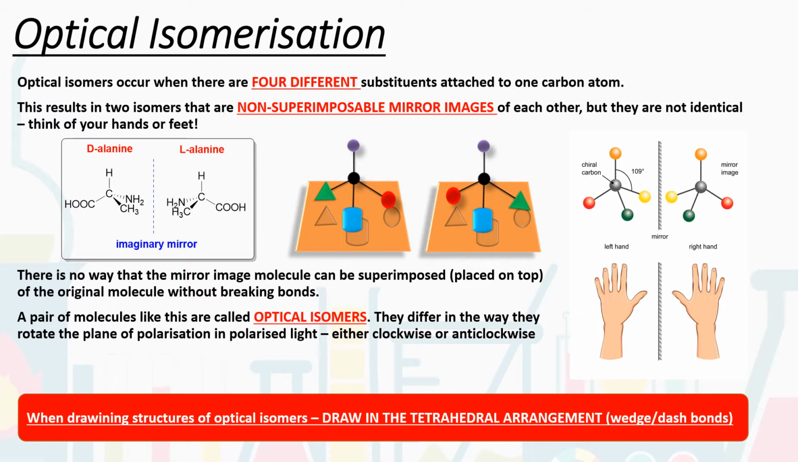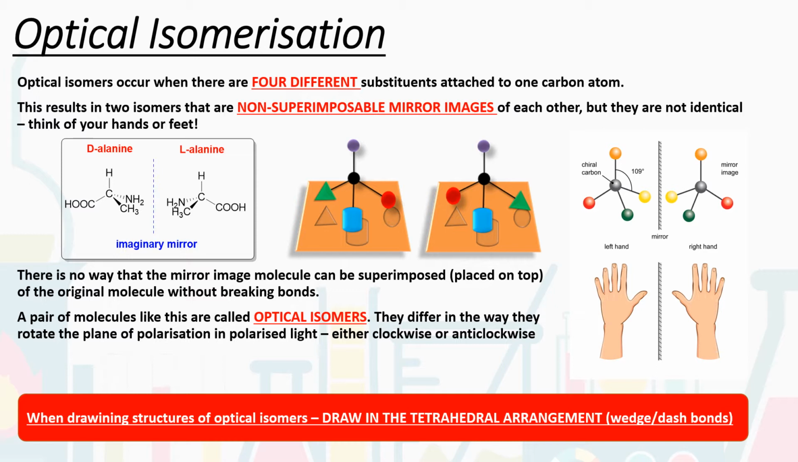And then you can imagine if we take D-alanine and we draw a dotted line to represent an imaginary mirror, we can then draw the mirror image of that. And you can imagine that if you just literally took the L-alanine and placed it on top of the D-alanine, put the carbons on top of each other, while the carbons and the hydrogens would match up, the rest of the functional groups would not be in the same positions. And so they are non-superimposable mirror images of each other. There's no way that the mirror image molecule can be superimposed on the original molecule without breaking bonds.